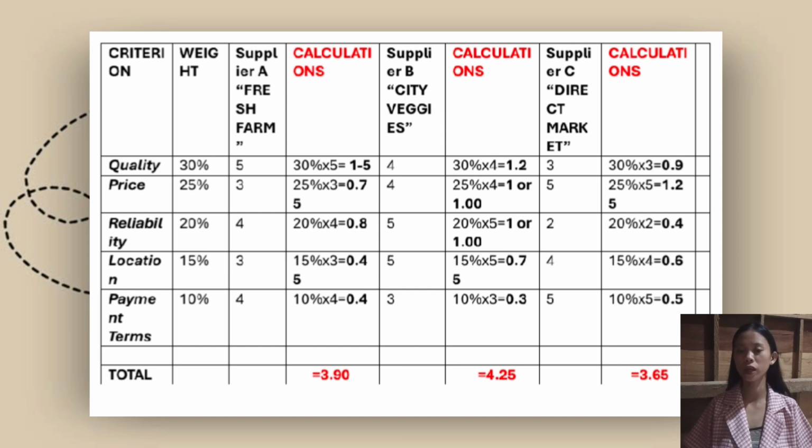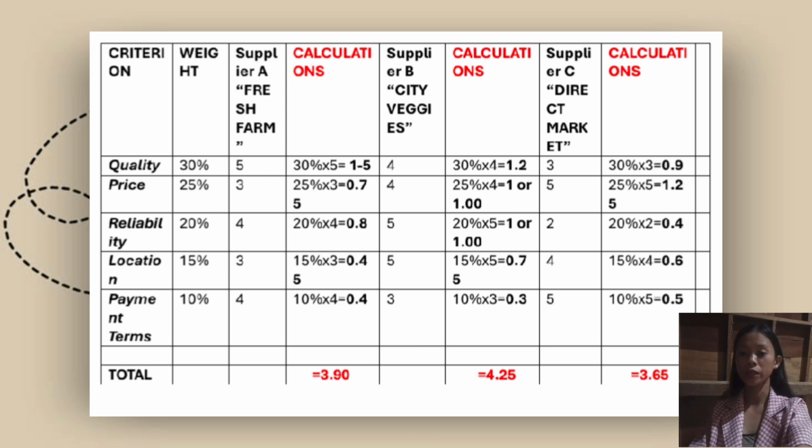We also have the location. Let's multiply this too. We have the weight percentage of 15% and City Veggies of 5. 5 times 15% equals 0.75. We also have the payment terms. We have the weight percentage of 10% and City Veggies of 3. Let's multiply this too. 3 times 10% equals 0.30, and its total is 4.25.